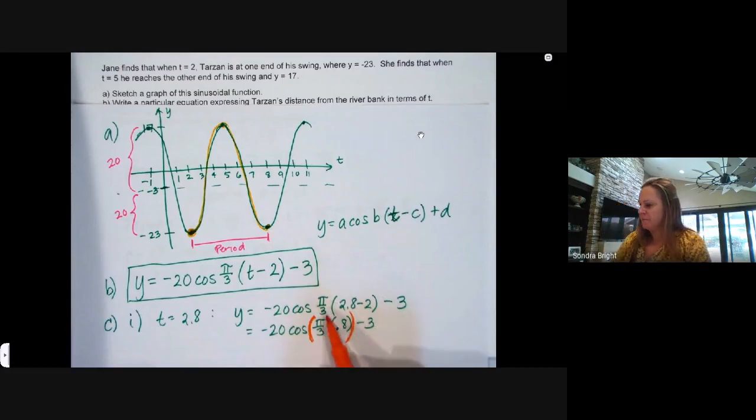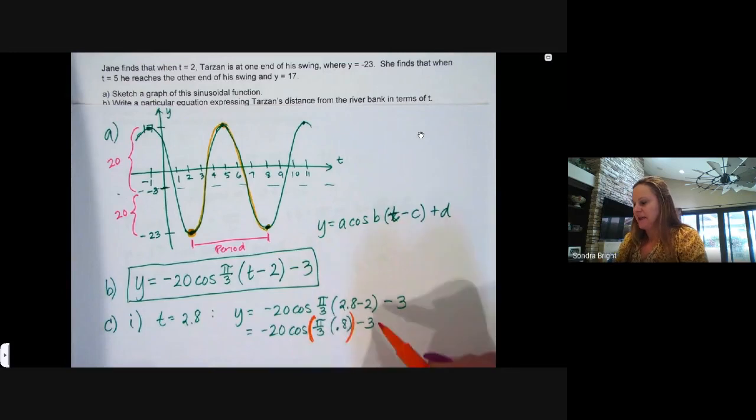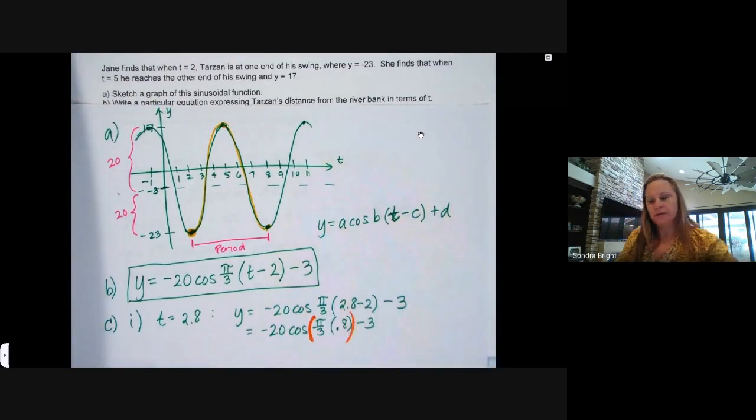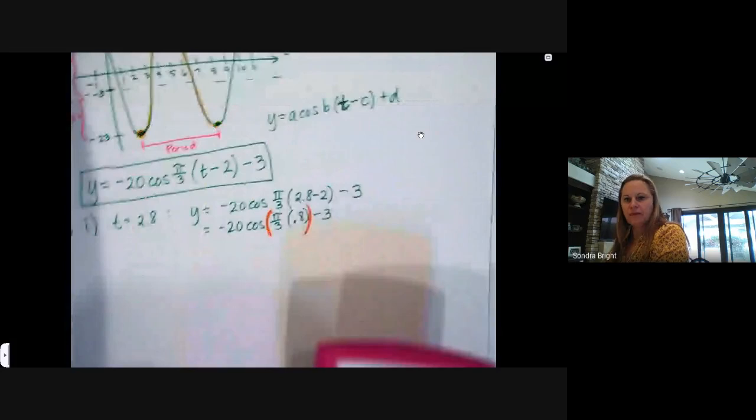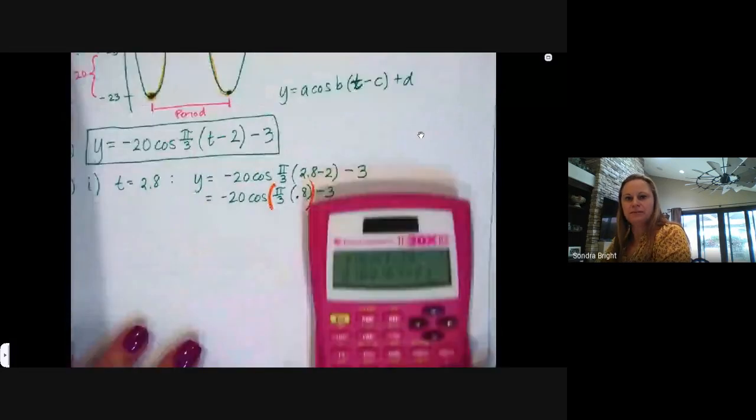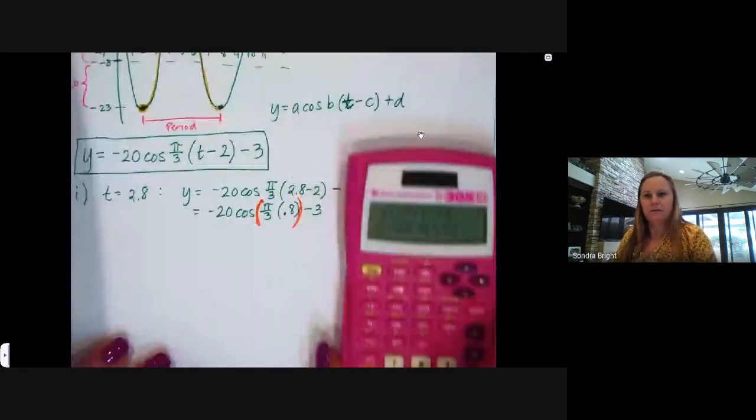So make sure when we put this in our calculator, once you hit cosine, it'll start a parenthesis, end it after the pi over 3 times 0.8. The -3 is after it has taken cosine of that angle. Okay, so let's put this in our calculator. Find a good spot to put it. There we go. Okay, clear.